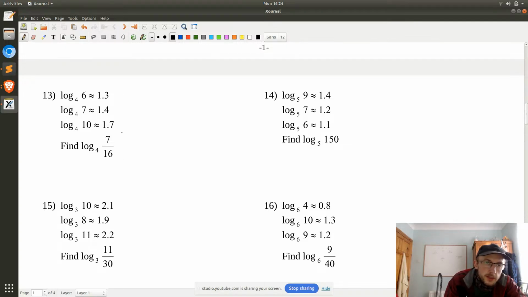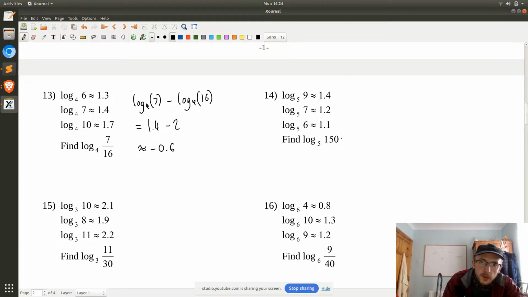Log base 4 of 7 over 16. That's, okay, log base 4 of 7 minus log base 4 of 16. Okay, that's 1.4 on the left. And that right there is going to be 2. So it's approximately negative 0.6.